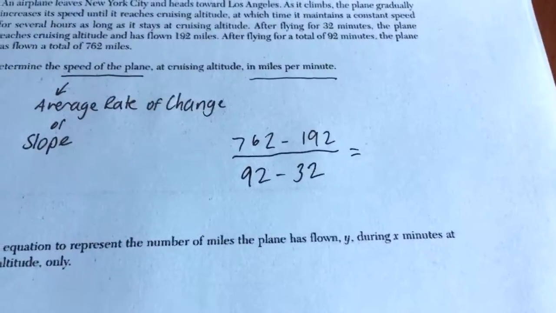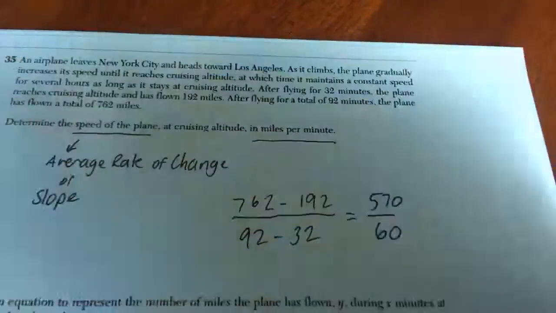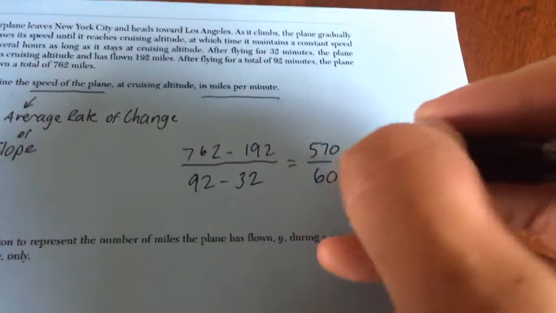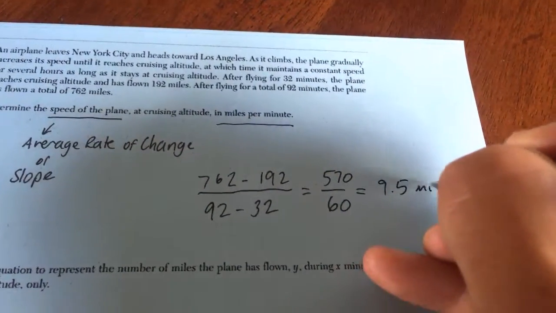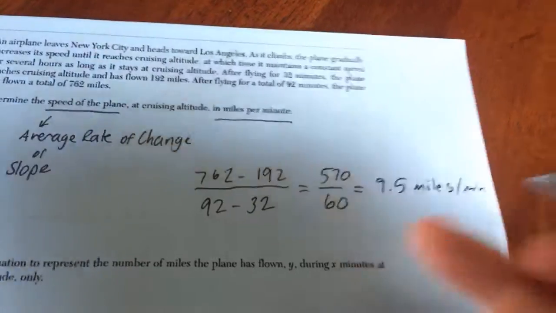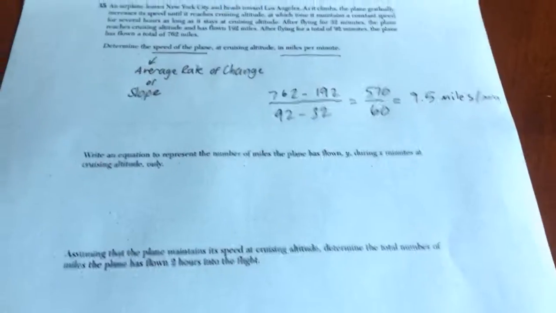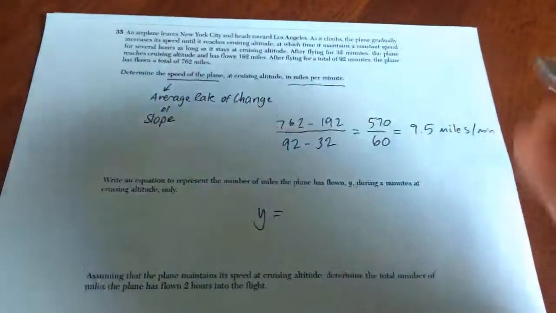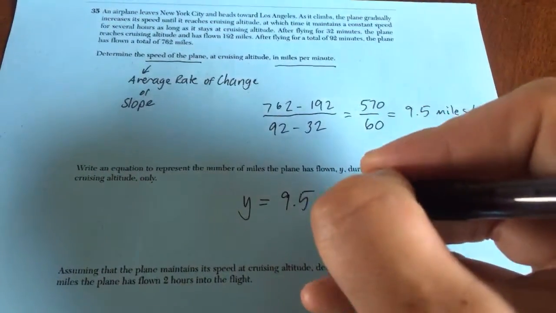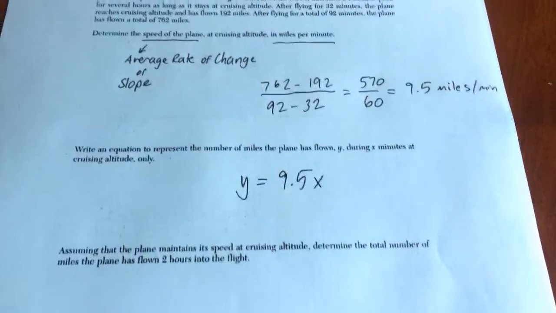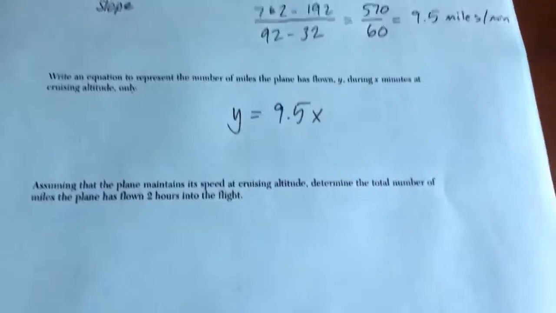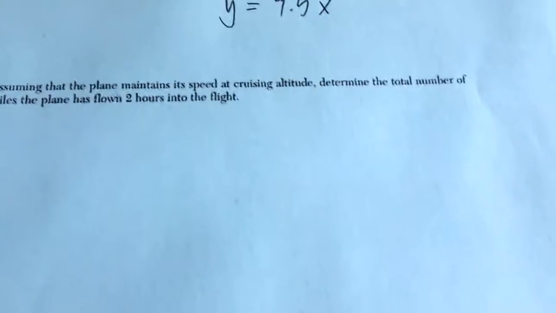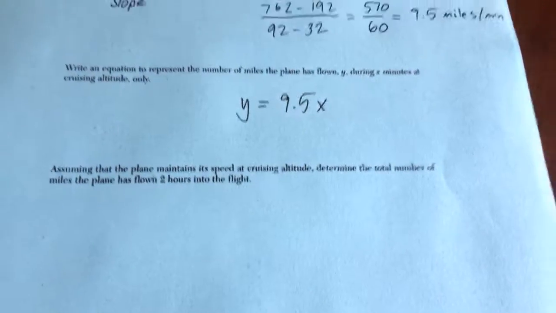So I get 570 over 60, and this comes out to about 9.5 miles per minute. I want you to write an equation in terms of y and x. So since 9.5 is our slope, we're going to say 9.5x. Assuming that the plane maintains its speed at a cruising altitude, determine the total number of miles the plane has flown 2 hours into the flight.